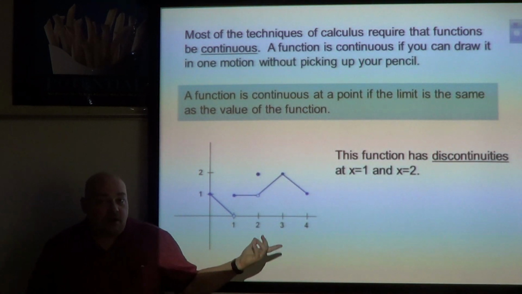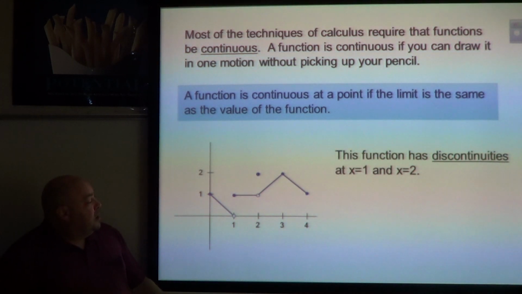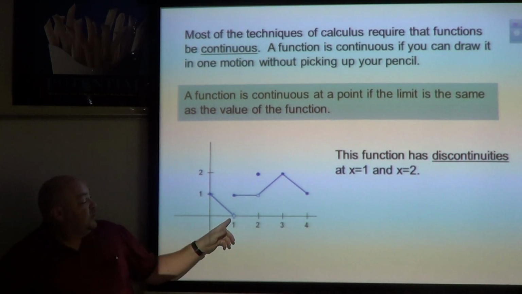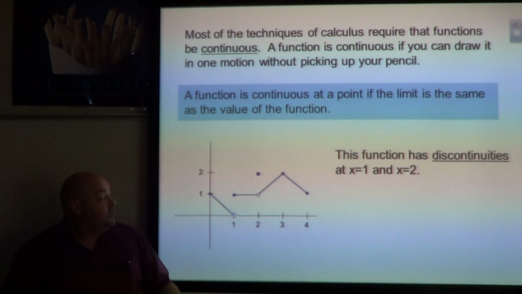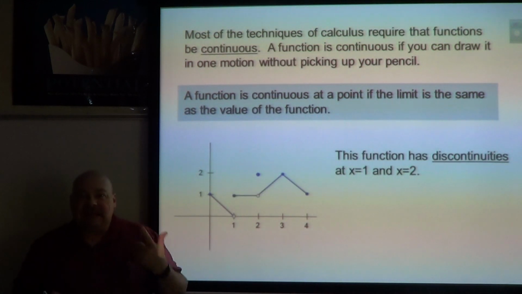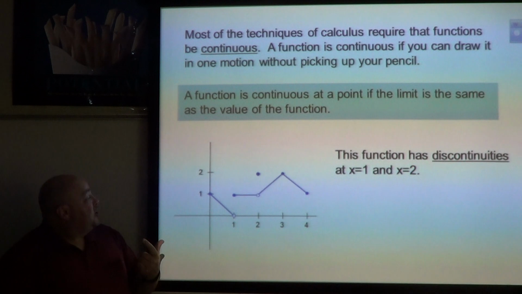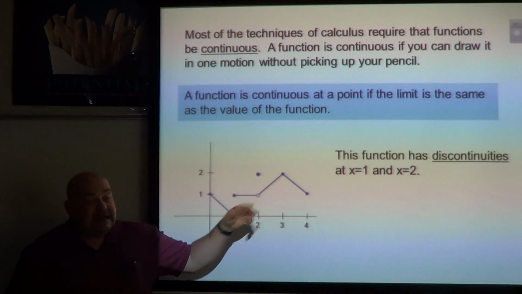So for instance here, this is the exact graph that we looked at in 2.1. The limit didn't exist here. The limit did exist here. So we have discontinuities. Here, this is called a jump discontinuity. This is called a point discontinuity. And then at 3, it's actually continuous because our limit from both sides approaches the value of 2, and the function value at 3 is also 2.